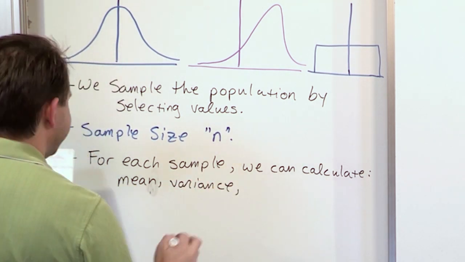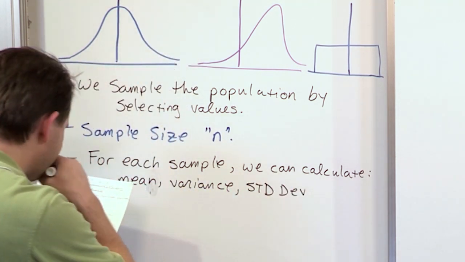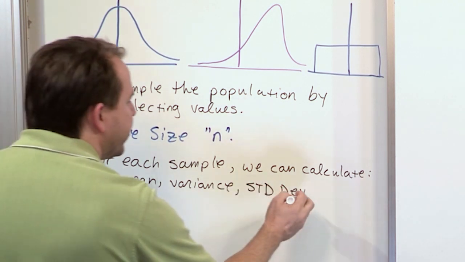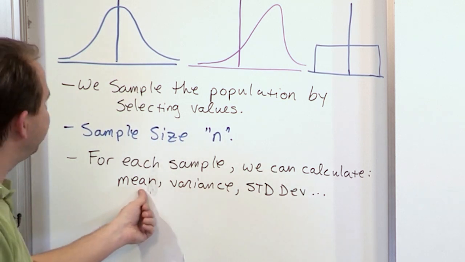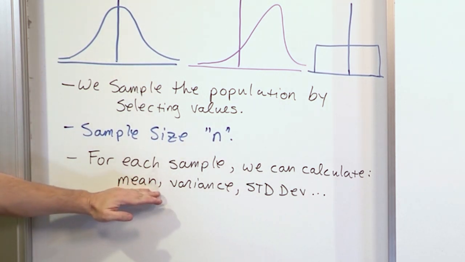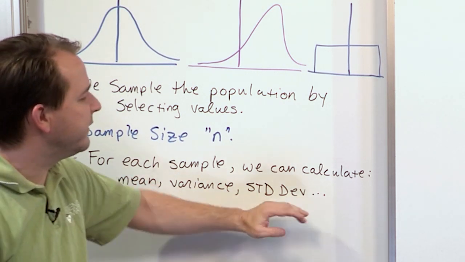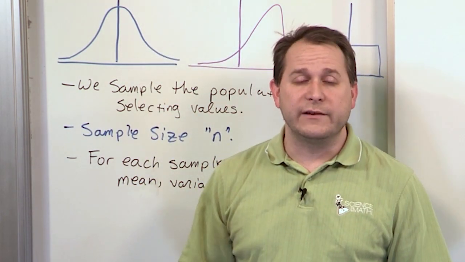I can calculate its standard deviation. Remember that? We studied standard deviation in previous lessons. I could even calculate some other values because statistics is full of different things you can calculate. But some of the most common things you'll find yourself studying when you're sampling is calculating the mean, almost always the mean, but you might be calculating the variance or the standard deviation. The mean is the average value. That's what the mean really is.